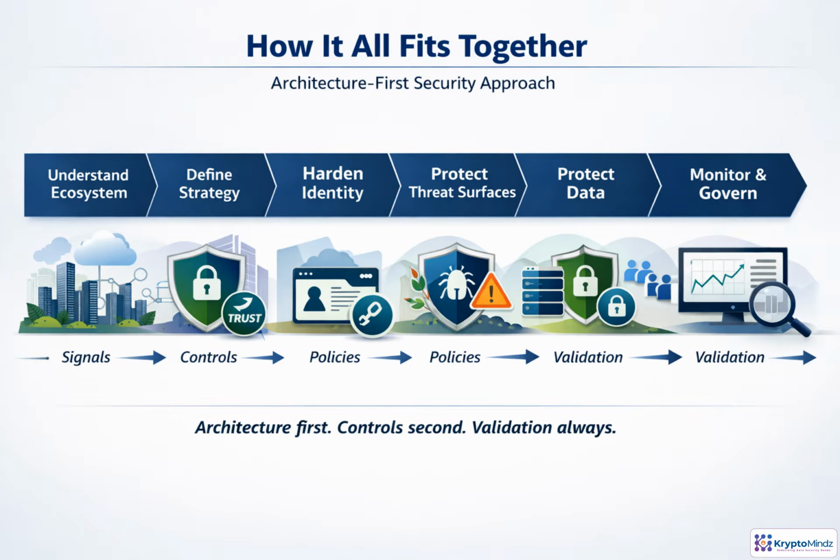The course is intentionally sequenced because Microsoft 365 security works as a system, not as isolated settings. We start with the threat landscape and business ecosystem, then define a zero-trust strategy to guide decisions. Identity comes early because Entra ID drives access, signals, and enforcement. From there, we harden threat surfaces, protect data, and secure devices and collaboration experiences. Finally, monitoring and governance keep controls valid as risks change. The pattern is simple. Architecture first, controls second, validation always.